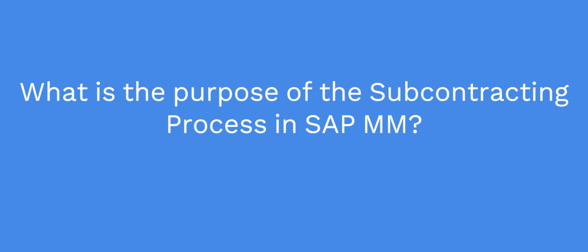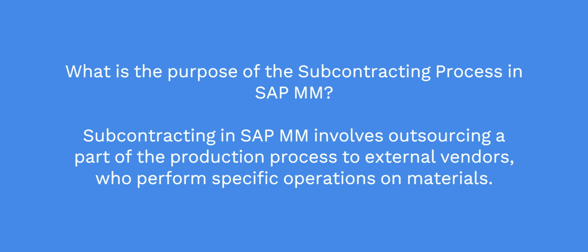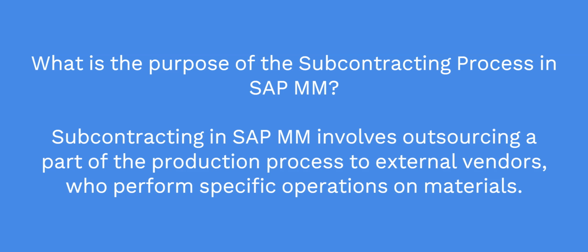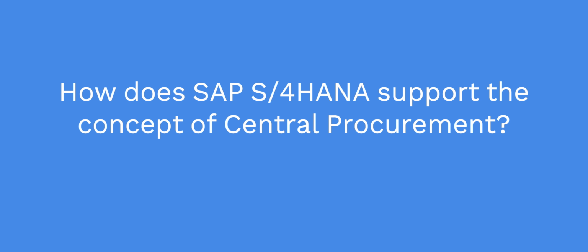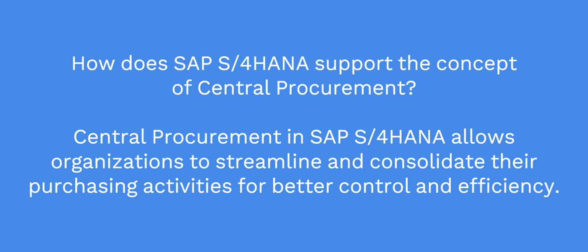What is the purpose of the subcontracting process in SAP? Subcontracting in SAP involves outsourcing a part of the production process to external vendors who perform specific operations on materials. How does SAP S/4HANA support the concept of central procurement? Central procurement in SAP S/4HANA allows organizations to streamline and consolidate their purchasing activities for better control and efficiency.